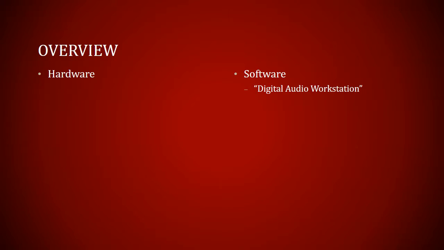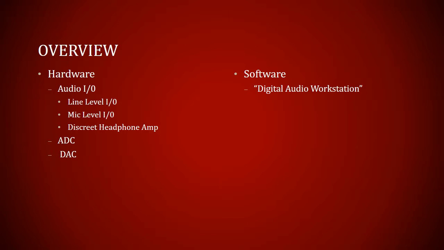Now let's recap. Pro Tools consists of both hardware and software components. The hardware component consists of an audio I/O interface. The audio I/O is compatible with both line level signals and mic level signals, and often has a discrete headphone amp as well. The hardware interface is responsible for converting analog signals into digital signals, as well as converting those digital signals back into analog signals.